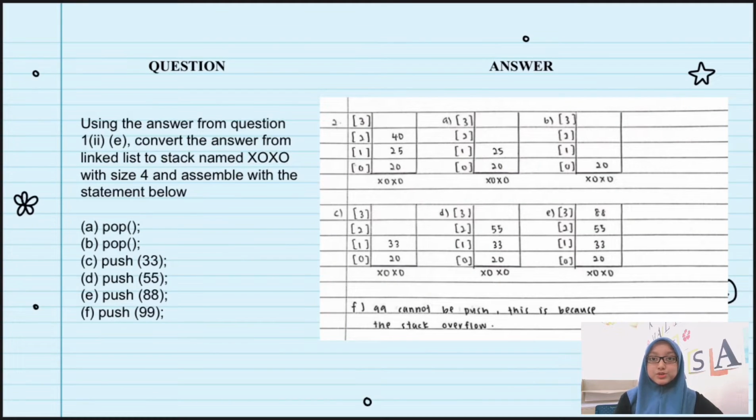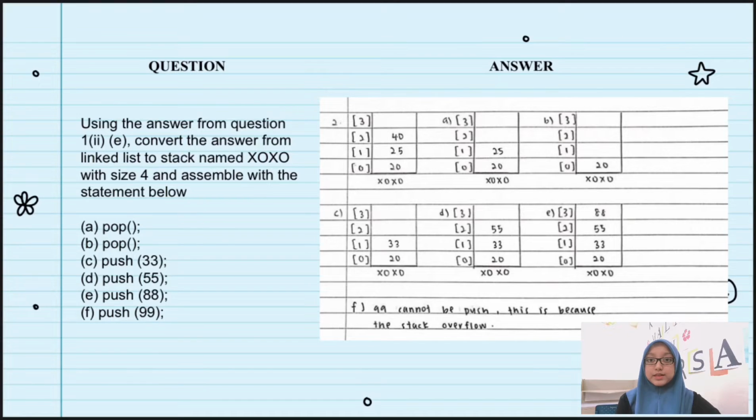Question 2 is using the answer from question 1 Roman E. Convert the answer from the linked list to a stack named SOXO with size 4 and assemble the statements below. First, pop 40. Second, pop 25. Next step, push 33. Then push 55.